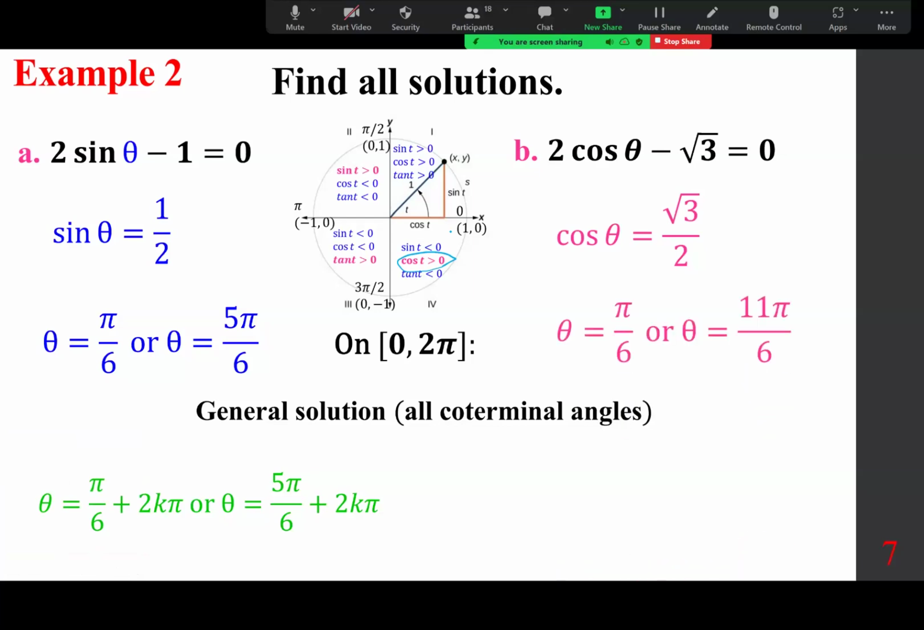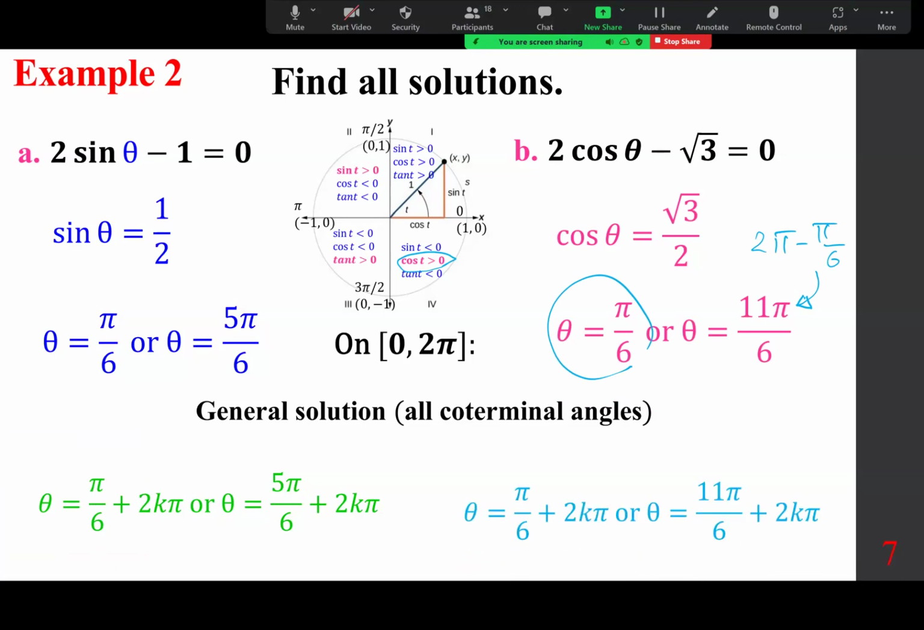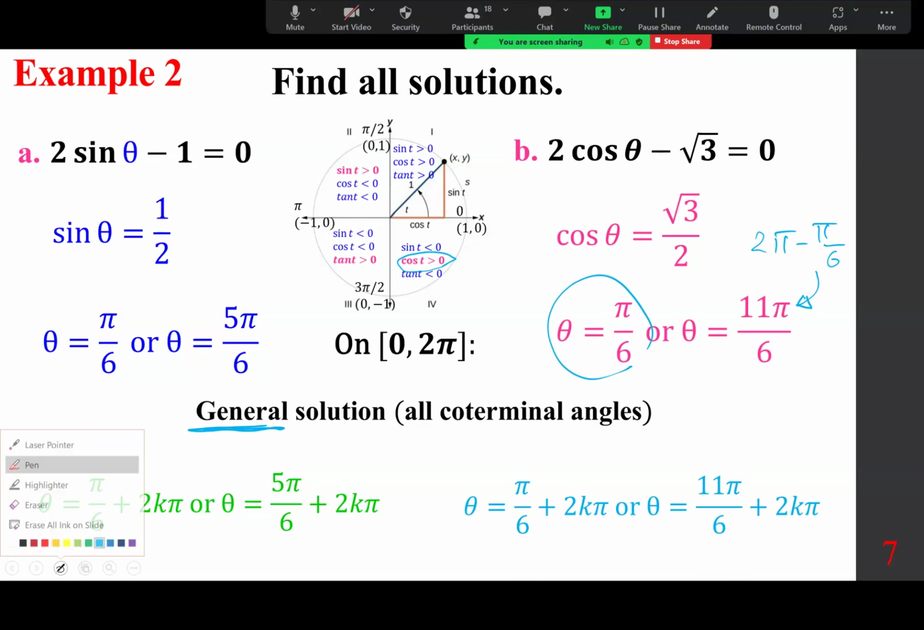Therefore, it's 2 pi minus the reference arc pi over 6 if you take this as a reference arc. And that's how you get 11 pi over 6. Okay, everybody? And now you add 2k pi to make it a general solution. This is from 0 to 2 pi in the first revolution, if you will.